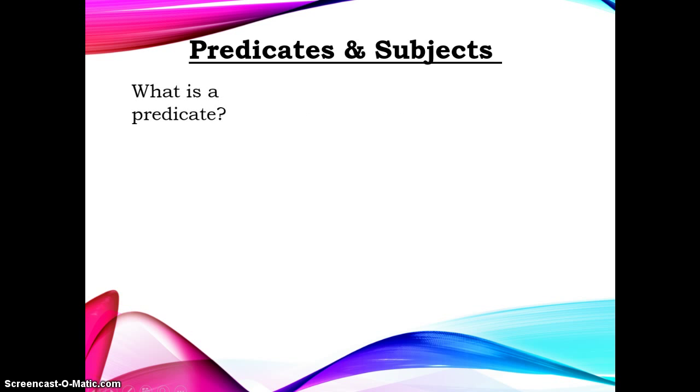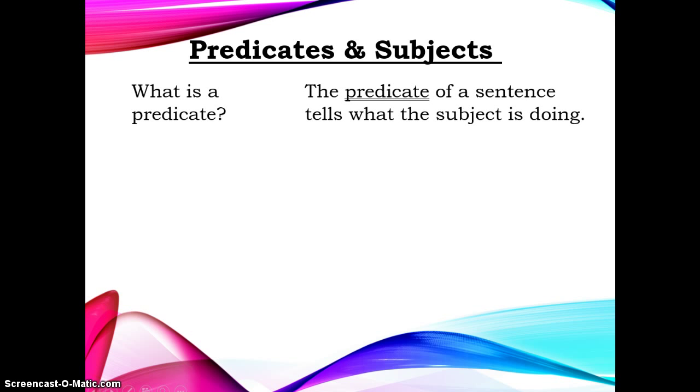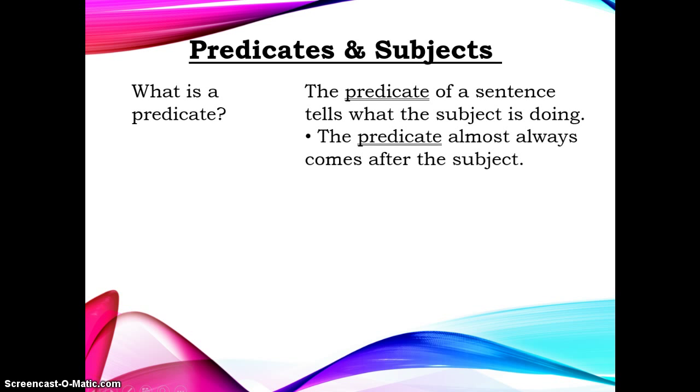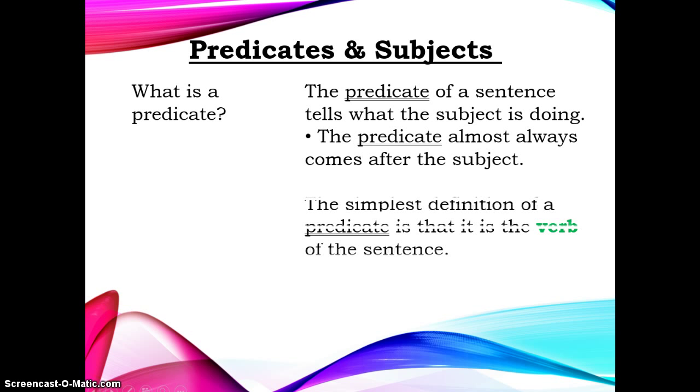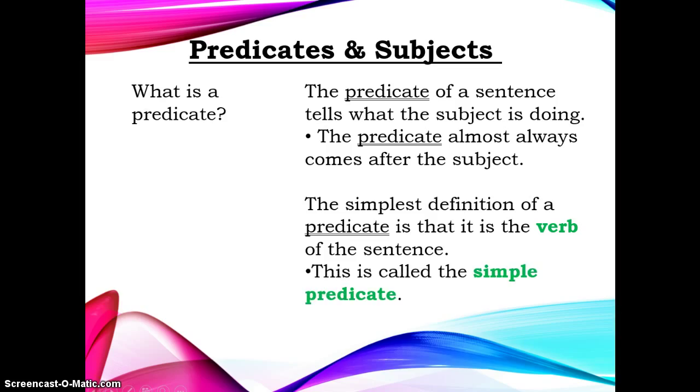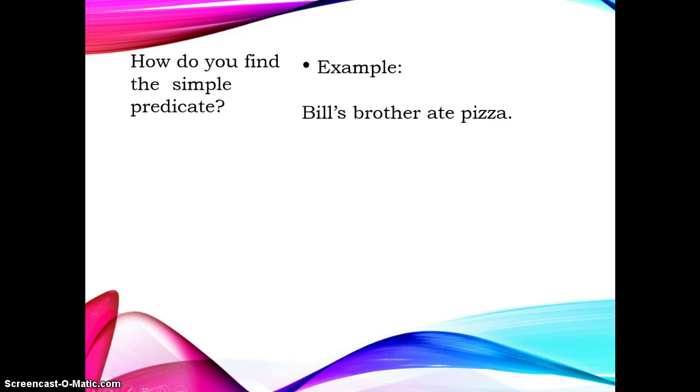What is a predicate? The predicate of a sentence tells what the subject is doing. The predicate almost always comes after the subject. The simplest definition of a predicate is that it is the verb of the sentence. We call this the simple predicate. How do you find the simple predicate? Well, let's look at an example.